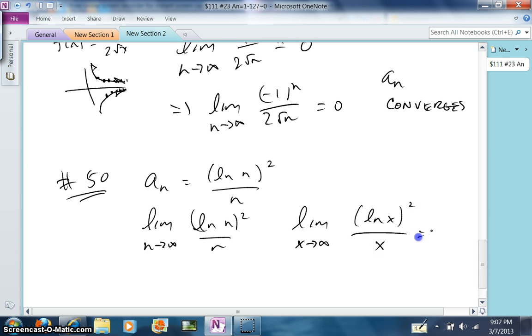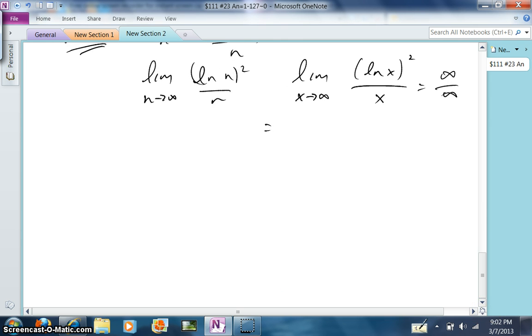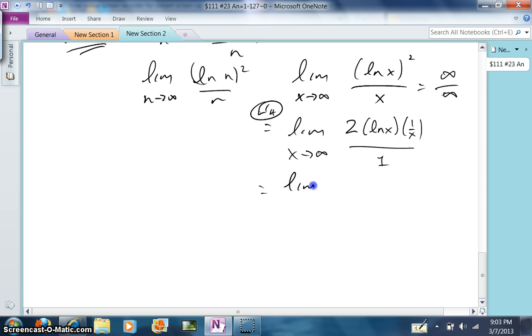Write that, and now this is infinity over infinity, so we can apply L'Hopital's rule. L'Hopital's rule says to take the derivative of the top and the derivative of the bottom. On the top, I get 2 ln x times 1 over x. That's the derivative of the top, and the derivative of the bottom is 1. So that's equal to the limit as x goes to infinity of 2 ln x over x. Now when I try to evaluate that, I get infinity over infinity again. I can do L'Hopital's rule again.